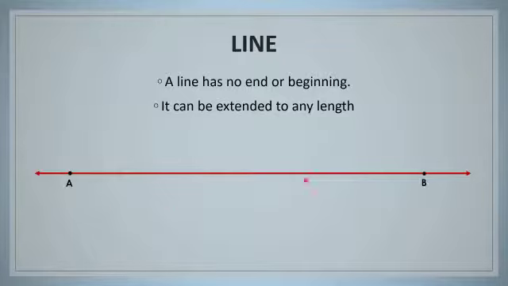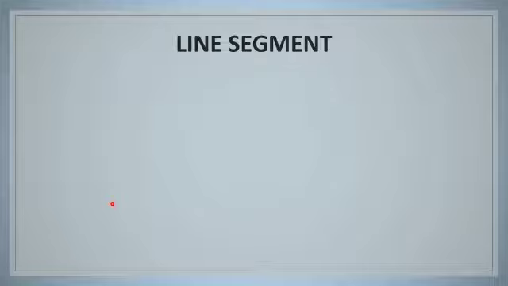And here A and B given are the points on the line. So you can give the points anywhere on the line. So I have given 2 points here, A and B. So therefore you write line AB and on the top you put a small line with 2 arrows on the corners. So therefore a line has no end or a beginning. It can be extended to any length. And while naming the line you write it as line AB. This was all about the line.